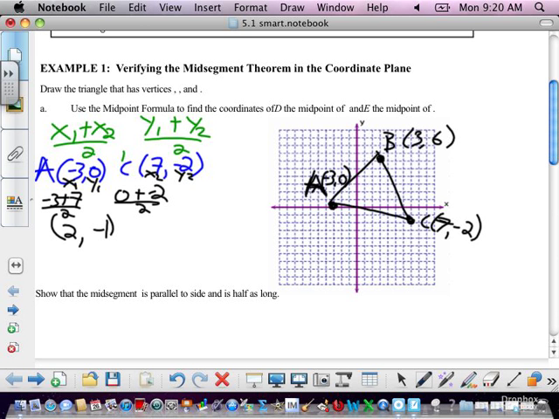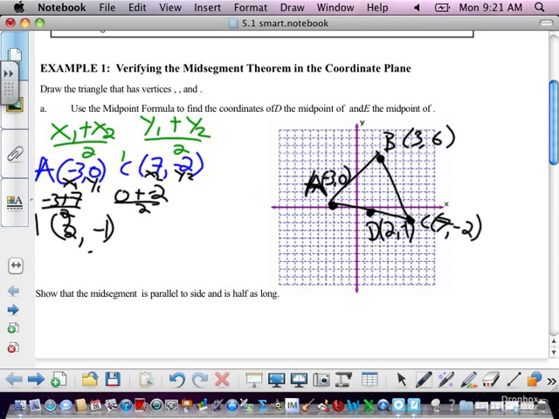Did I do that too fast? Why won't you draw? Silly computer. All right. Anyways, 2, negative 1 is D. So I'm going to go over 1, 2, down 1. That's D.